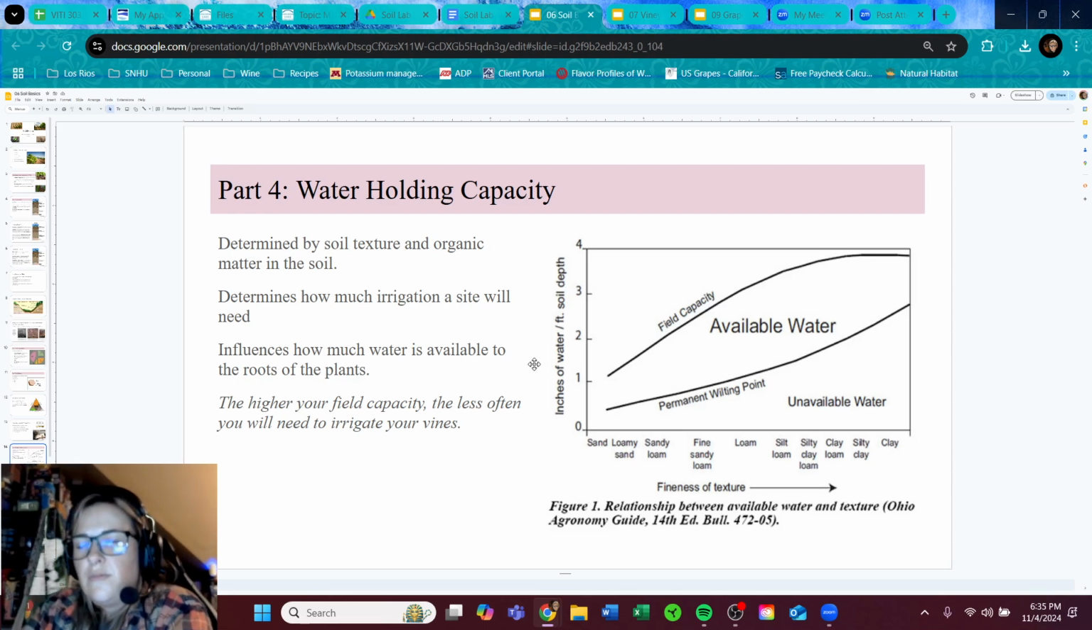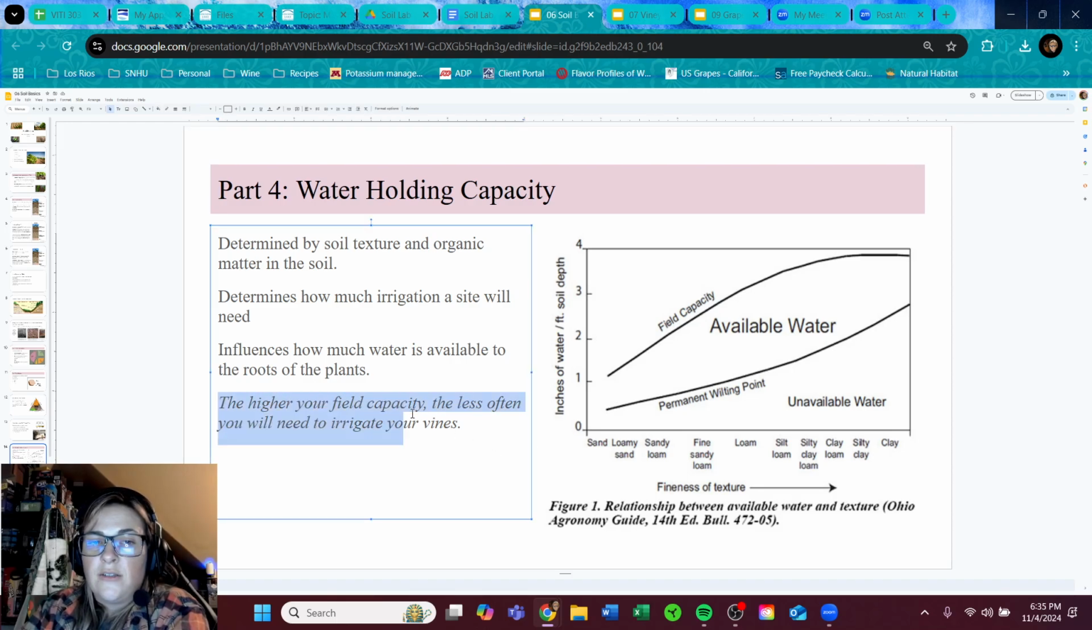That was kind of successful. But just knowing the concept of water holding capacity and the difference between the wilting point and the field capacity, and then the available water, what that is, and also know the relationship. The higher your field capacity, the less often you'll need to irrigate your vines. That will be important. That's a good true or false right there.